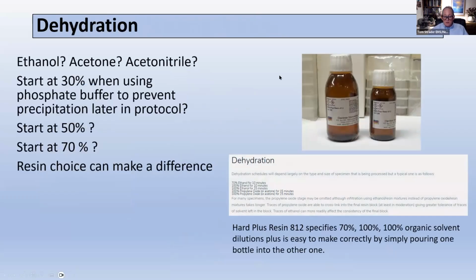Dehydration, I would love input on this. People use ethanol historically and then transition solvents. Some labs I've been associated with have transitioned over to acetone to not have to do a transition solvent and do the dehydration in acetone and also mix your resin in that. Acetonitrile is becoming more popular, and people start at 30, 50, 70. The resin itself can make a difference. If you get Hard Plus 812 resin, you can start at 70%, is what they recommend in the user's guide.